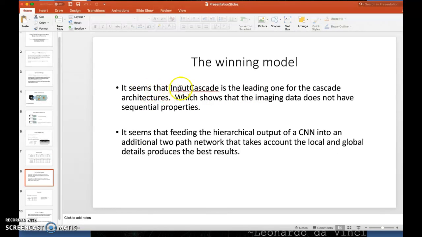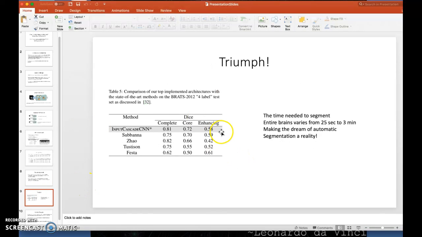So here we see the input cascade, which was the first one on that graph, is the one that's the most accurate, highest performing. So it means that the image data obviously is not sequential, because this is not like language or anything. And it seems that if we feed it into the hybrid two-path architecture, this is when it produces the best results.